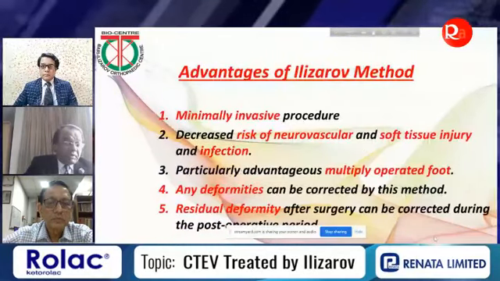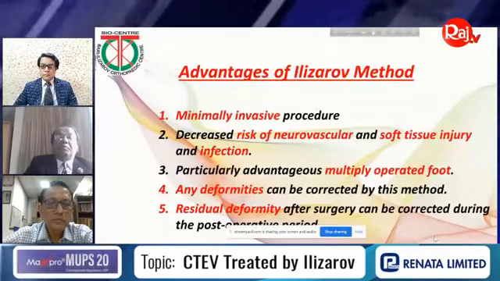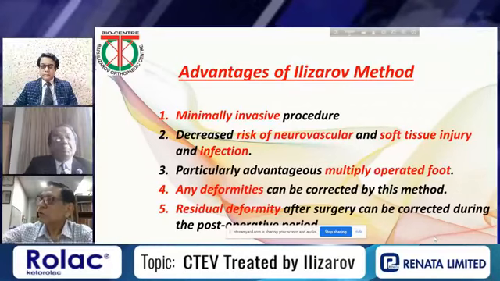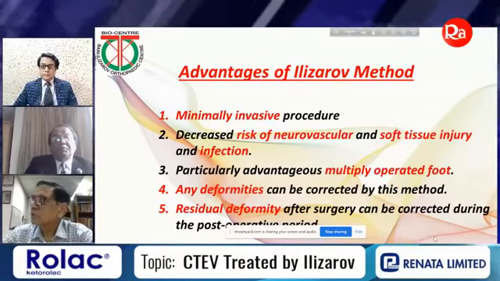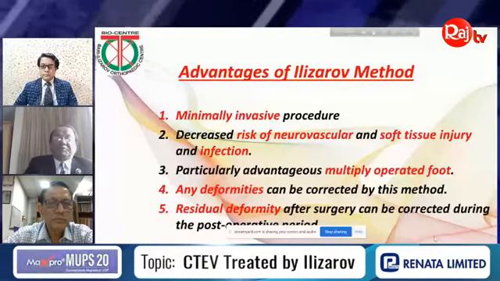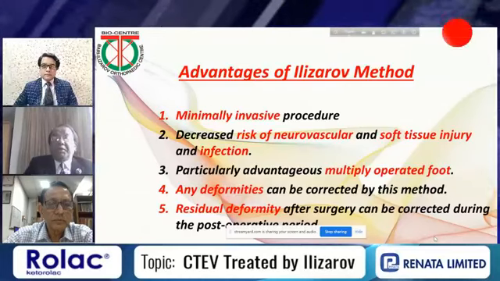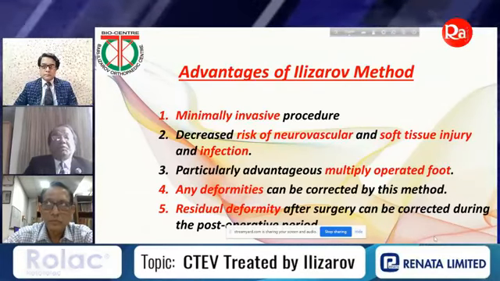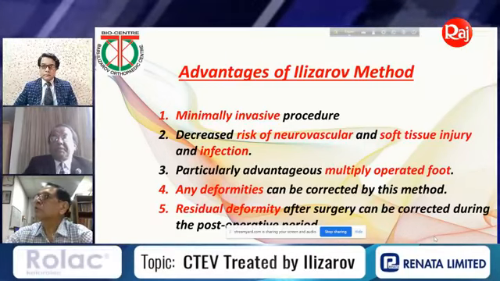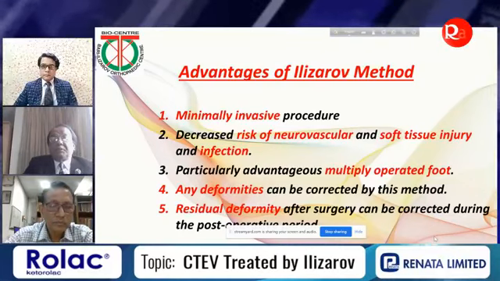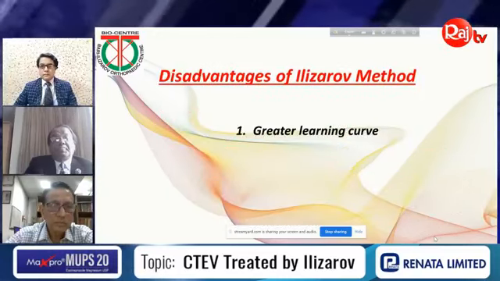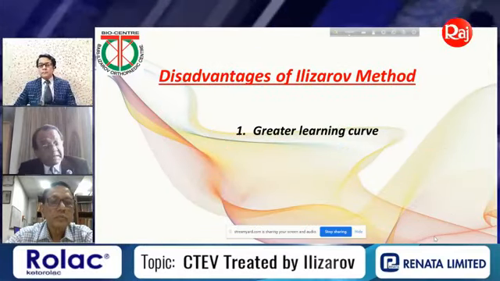Dear friends, whenever we think about the Ilizarov, we must know the advantages. There are lots of advantages of doing the Ilizarov surgery. You know that the risk of neurovascular injury is very minimal, as is soft tissue injury, and you can control the infection also. And it is particularly very good for multiple operative surgeries done before. Ilizarov is absolutely indicated for that. Any deformities can be corrected by this method, and residual deformity after surgery can be corrected during the post-operative period. Only one disadvantage is a greater learning curve.